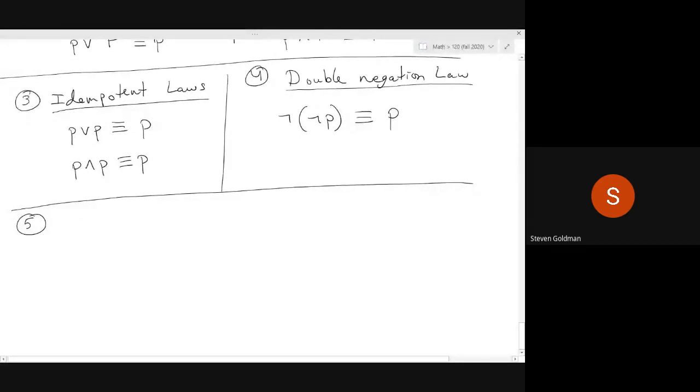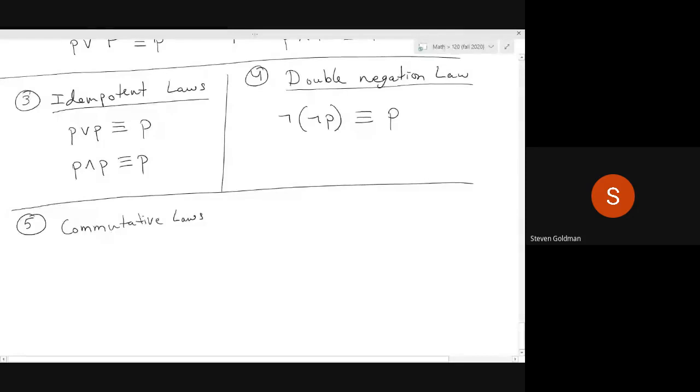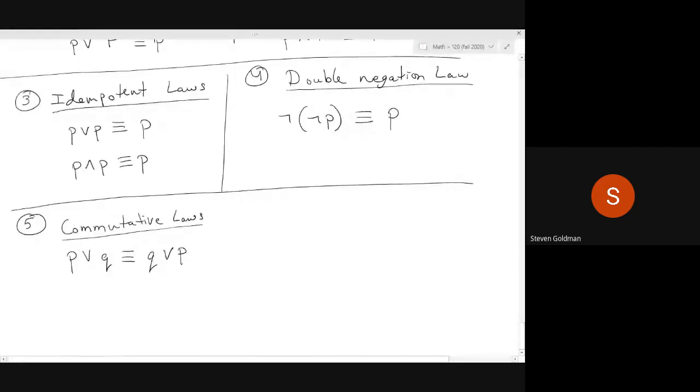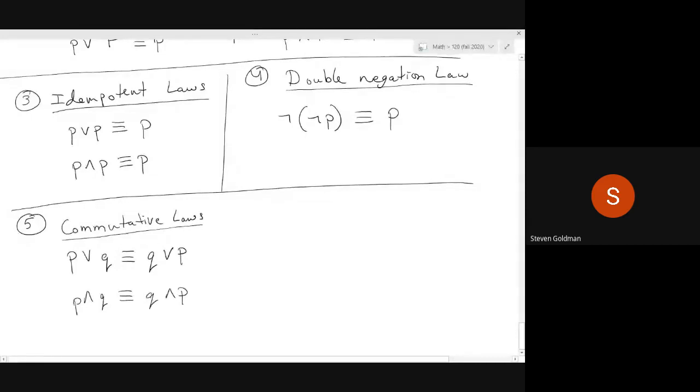Number 5, the commutative laws. This just states that conjunctions and disjunctions are commutative, meaning the order doesn't matter. So P or Q is equivalent to Q or P, and same thing for conjunction. P and Q is equivalent to Q and P. So for conjunctions and disjunctions, the order does not matter, as long as I have only conjunctions or only disjunctions.